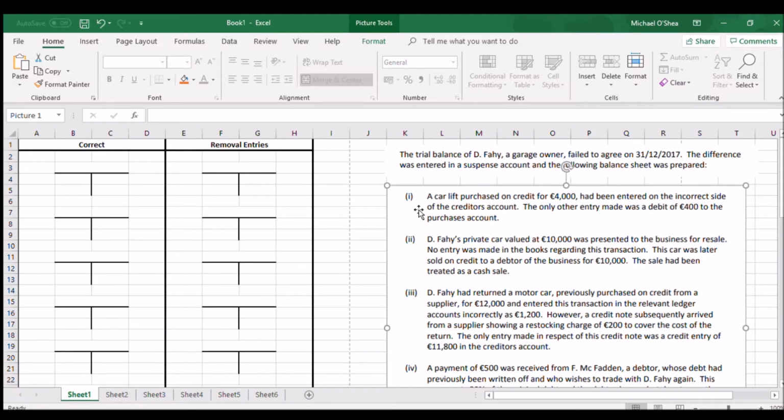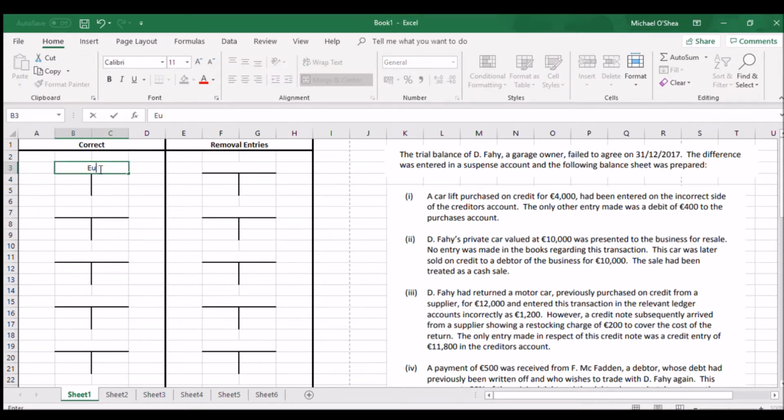So a car lift for a garage owner. A garage owner sells cars, so a car lift is obviously a piece of equipment that they may use in their garage. So I have just gone and I've purchased a piece of equipment. I've increased the amount of equipment I have in my business, so I'm going to debit the equipment account. The second thing I have here is going to be creditors, because I purchased off of somebody on credit. To increase my creditors, I put it on the credit side. That's the correct transaction. That's what should have taken place.